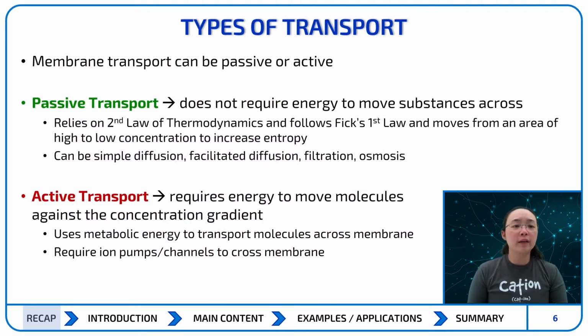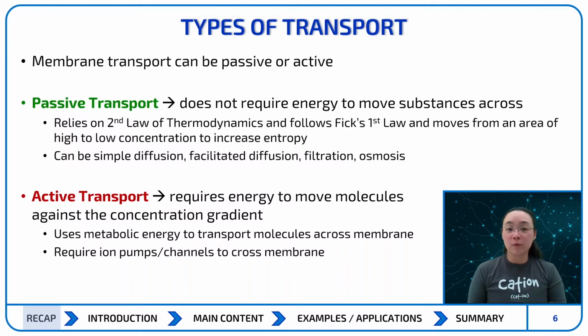So types of transport. Membrane transport basically can be categorized into two different types, passive or active. Passive transport doesn't require energy to move substances across, whereas active transport does. In passive transport, it relies on what we call the second law of thermodynamics, which we'll talk about in this lecture. And it follows Fick's first law for diffusion. So basically, it's going to move from an area of high to low concentration to increase entropy.